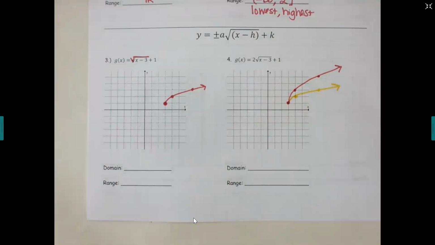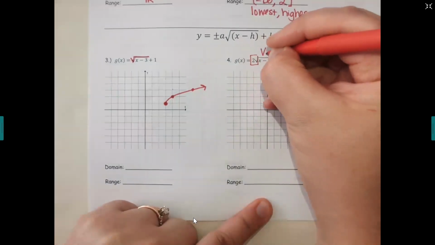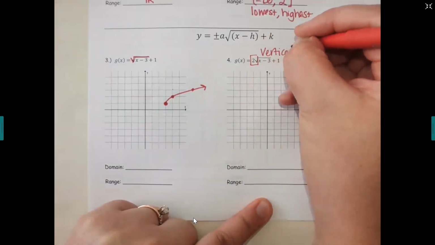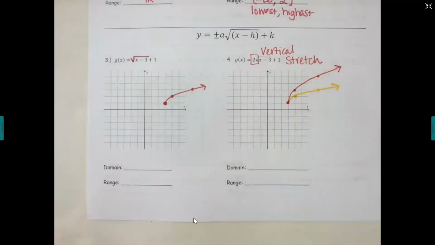So I would like for you to please circle the 2, and I want you to put that this is a vertical stretch. And the reason that it's a vertical stretch is because instead of your dot just being up 1, now it's stretched where you're going to jump by 2. Okay?